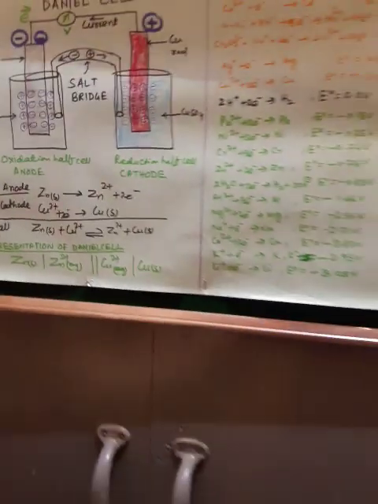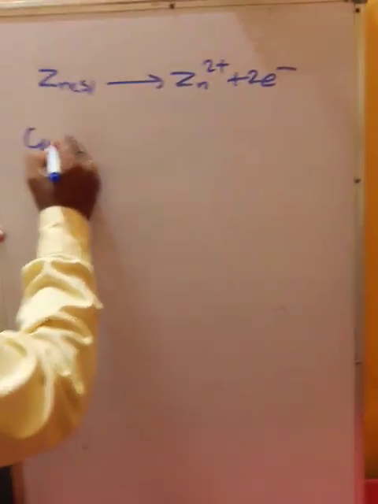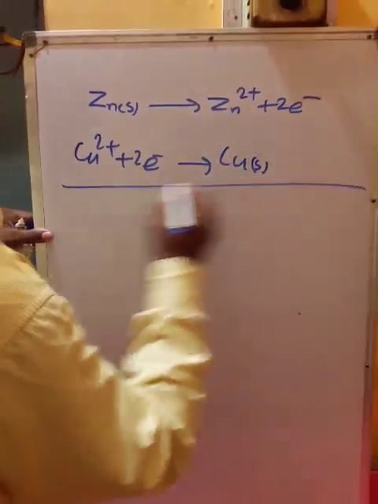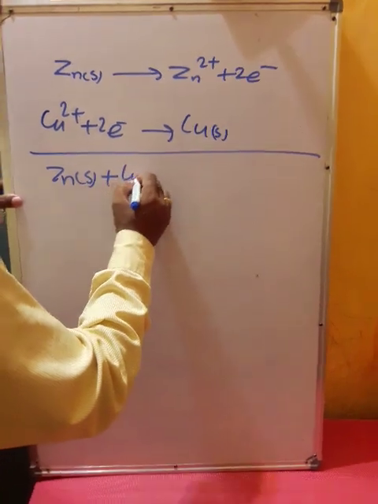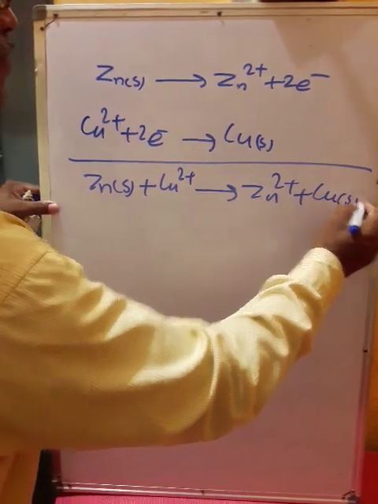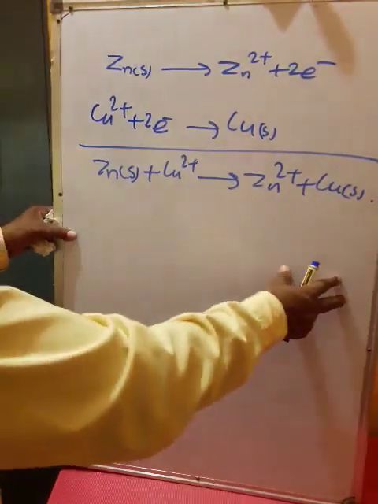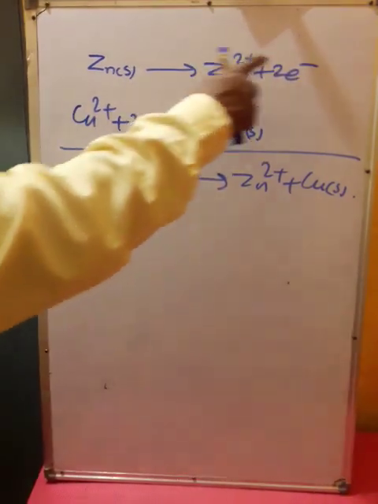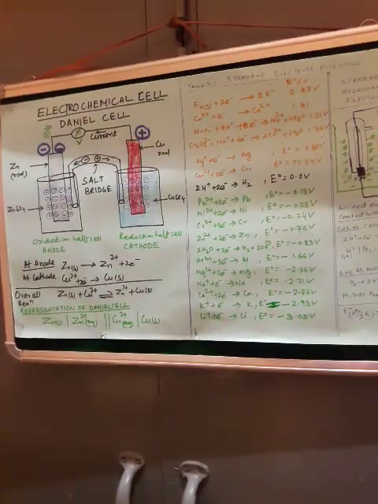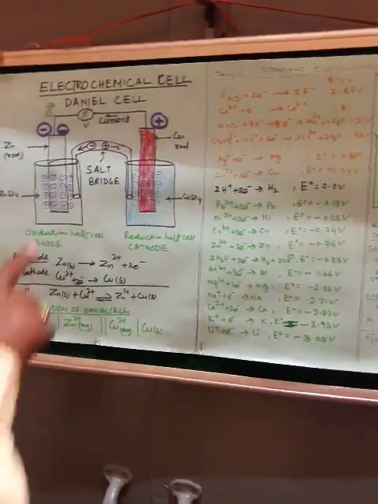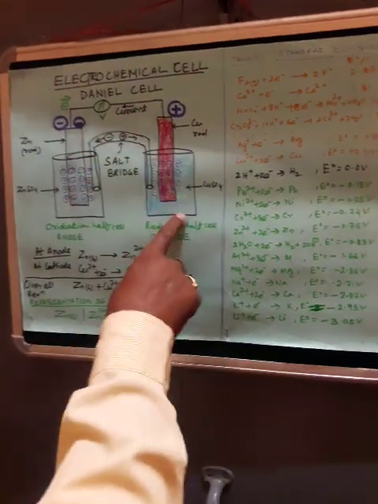Let us write down another one. Cu2+ plus 2 electrons gives solid Cu. The overall reaction is Zn(s) + Cu2+ gives Zn2+ + Cu(s). Here oxidation and reduction both take place, so it is a complete redox reaction, and electrons are produced as well as consumed. So this electrochemical cell produces energy which we can use in our day-to-day life. This is called an electrochemical cell, which converts chemical energy into electrical energy.